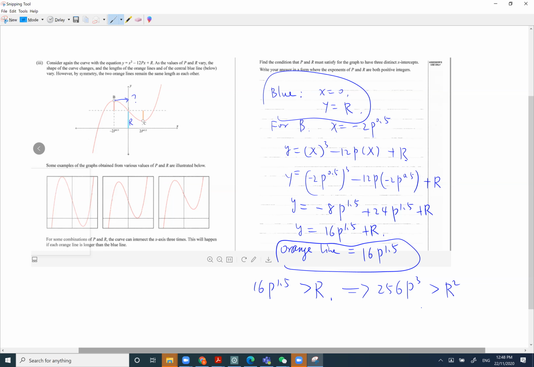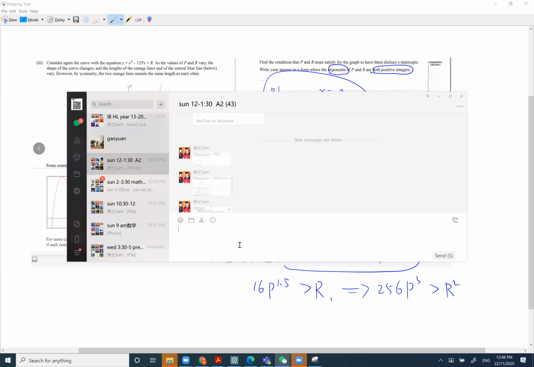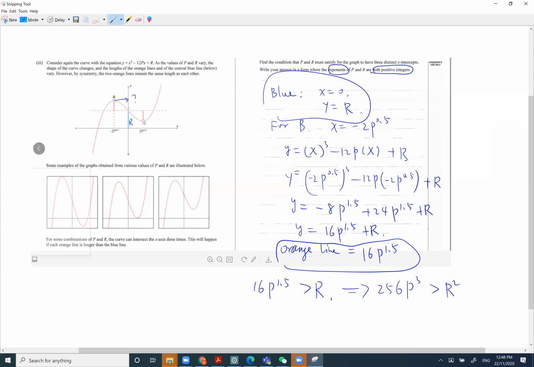Why do we need to change to this? In the question, they told you the exponents are positive integers. Okay, that's this question. I just posted it to the WeChat group. Orange line, blue line is just r. Orange line is 16 p to the power 1.5. Okay, next one.